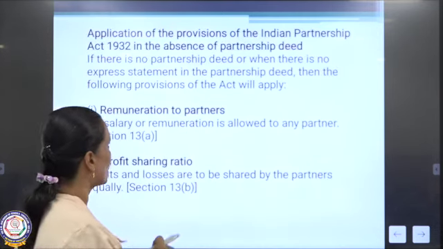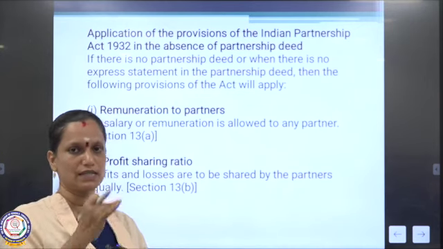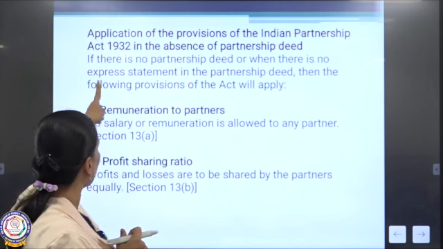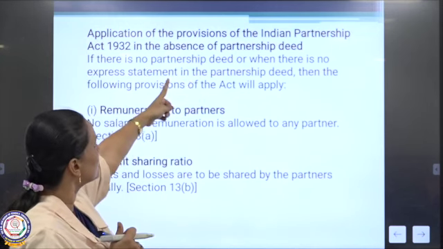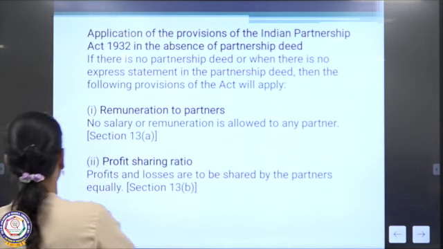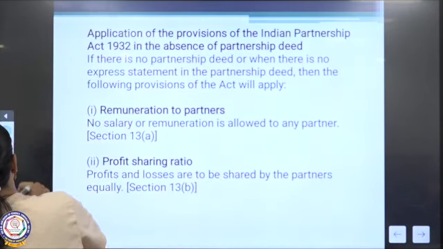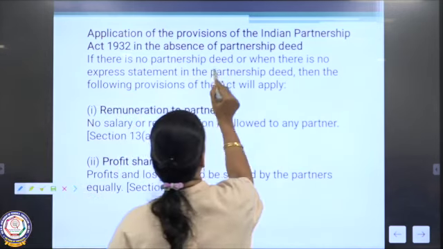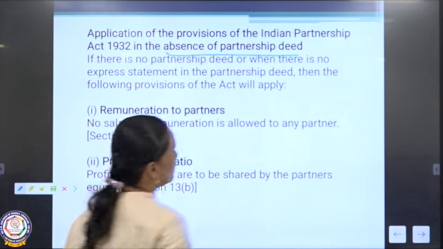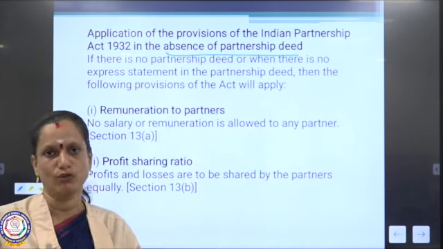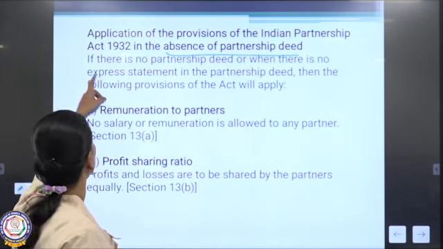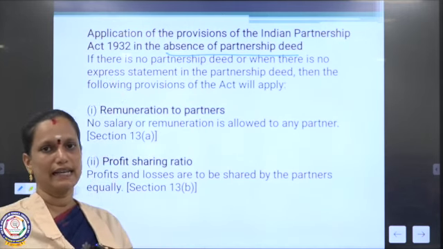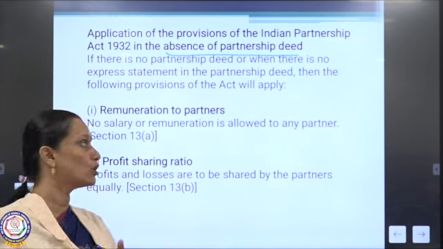Now, this is very important. Before going to the sums, this is very important. Application of the provisions of the Indian Partnership Act 1932 in the absence of partnership deed. In the absence of partnership deed, what we should follow, that is very important. If there is no partnership deed, you didn't put any contract or agreement, how you should follow all those things.